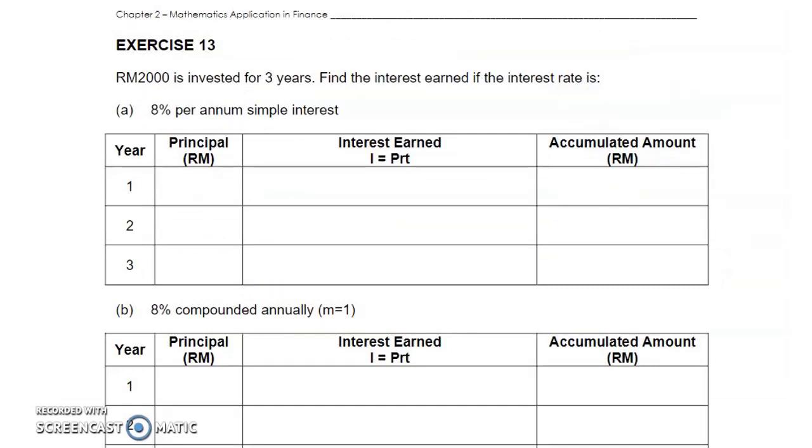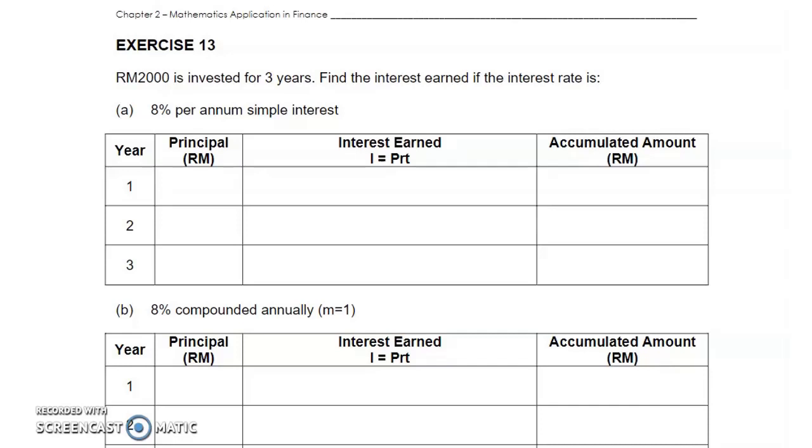Okay, now look at exercise 13 here. In this exercise, I'm going to show you the difference between simple interest and compound interest. Now let's look at example A, if we are using simple interest. So remember, what is the difference between simple interest and compound interest? Under simple interest, in the calculation of interest, the principal is always based on original principal. However, in compound interest, the principal will change from time to time. Okay, so that's the difference.